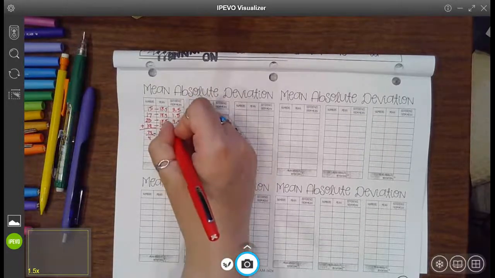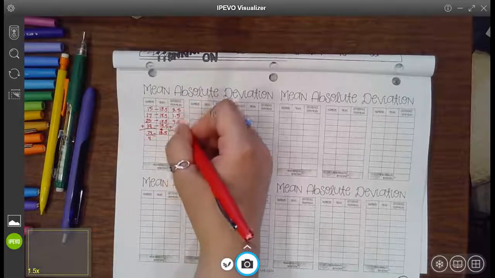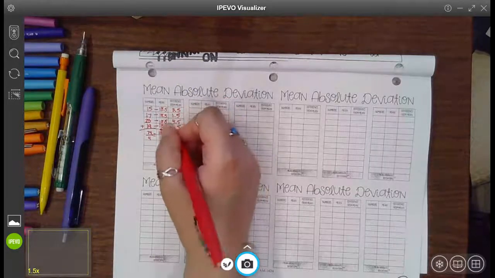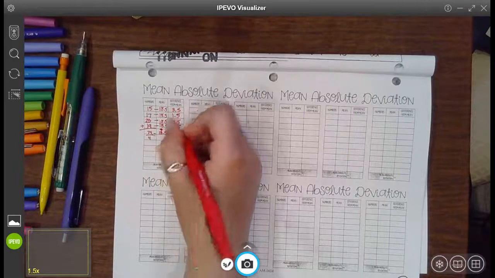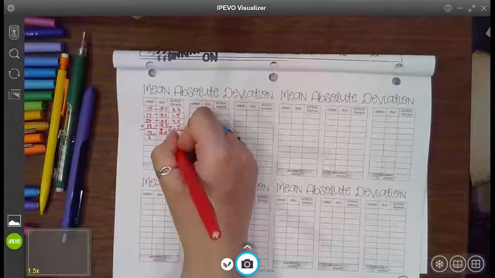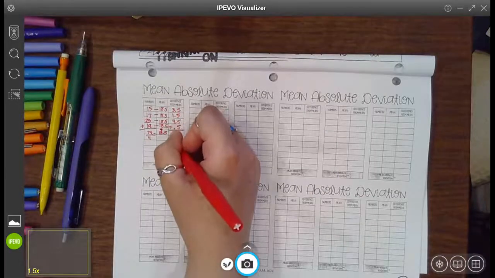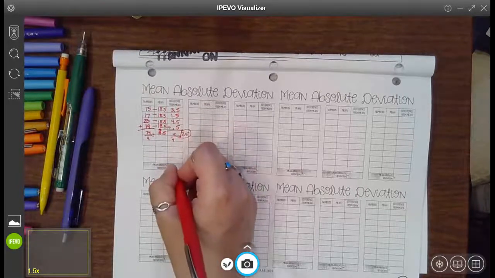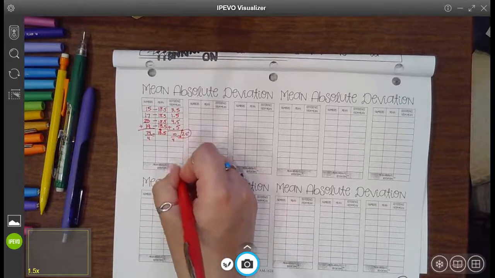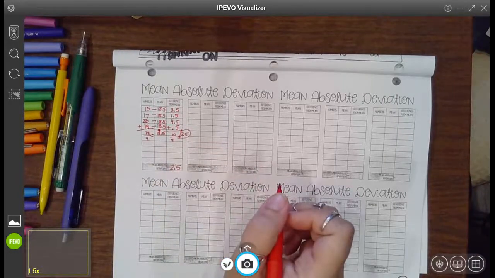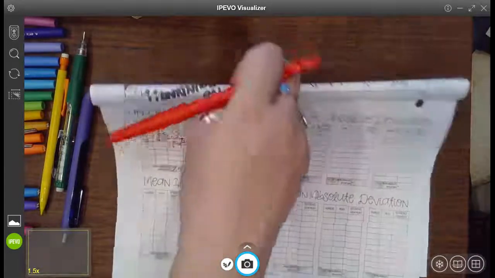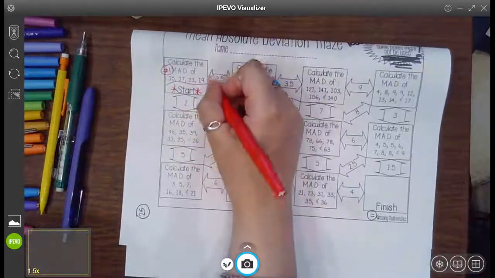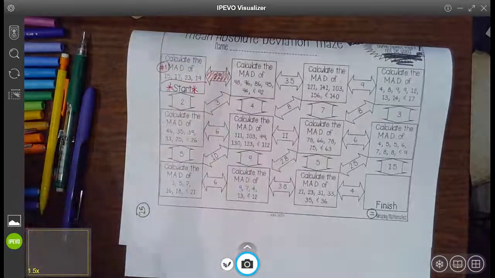So add all those distances or differences together: 3.5, 1.5, 4.5, and 0.5, and you get 10. And find the mean of those. Well, there are 4 numbers in the data set, so 10 divided by 4 is 2.5, which means your MAD value is 2.5. Okay, so 2.5 is here.